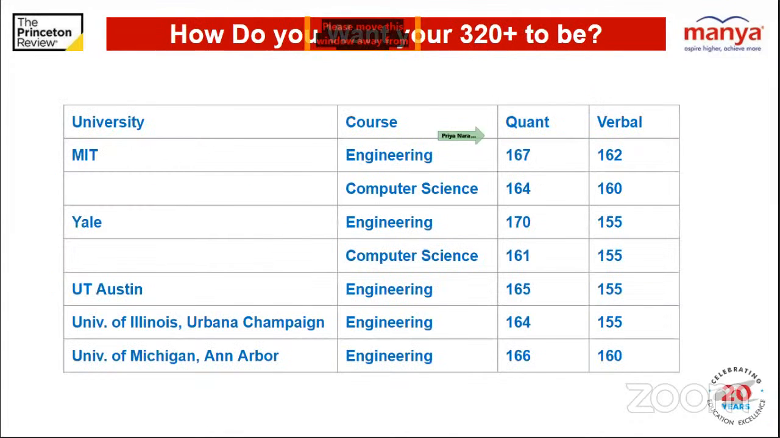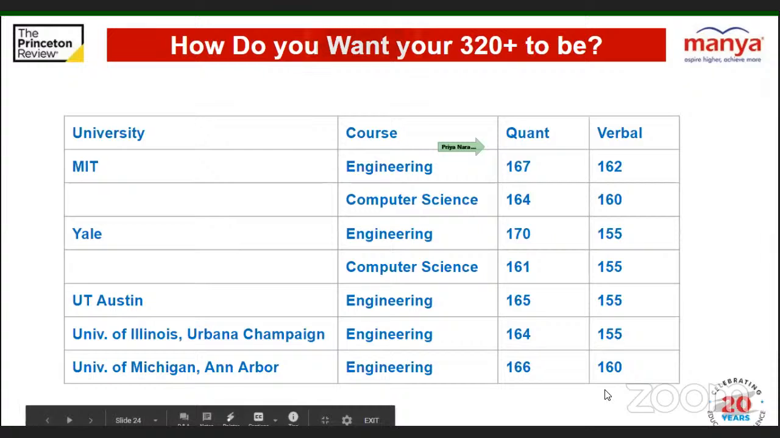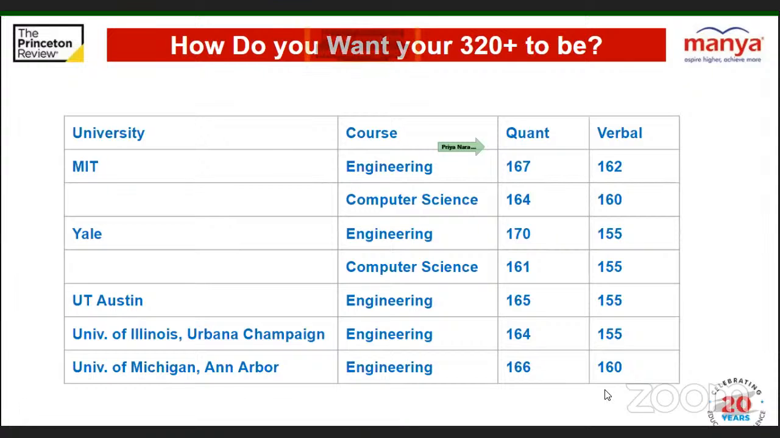These are some of the requirements for a few departments from the top universities. The requirement varies from university to university and from course to course, right? If it's engineering, they don't bother much about the verbal, but at least a 155 or 160 in most cases. And these are the average scores. These are not the top scores.